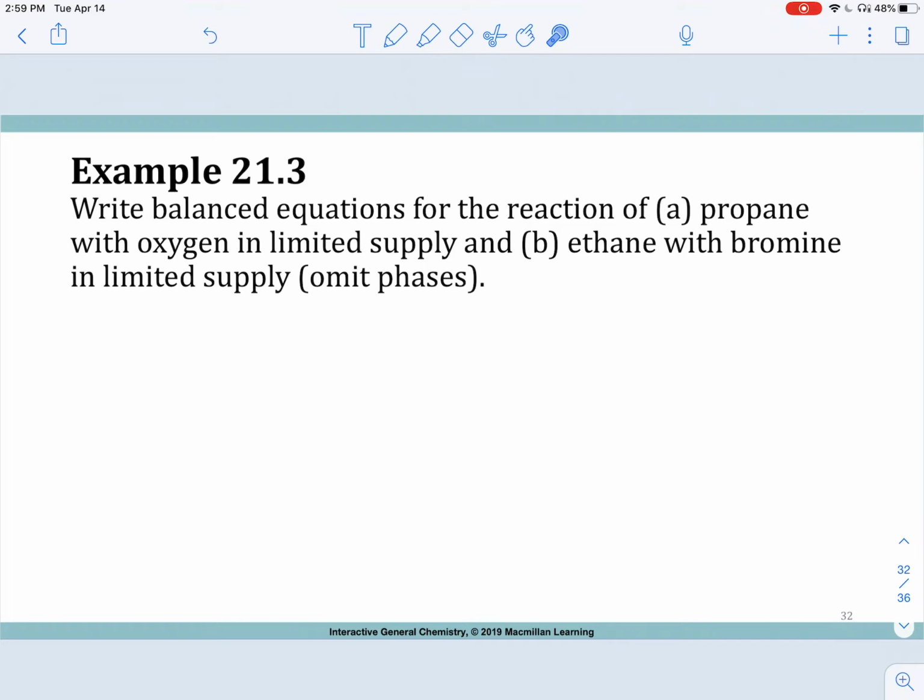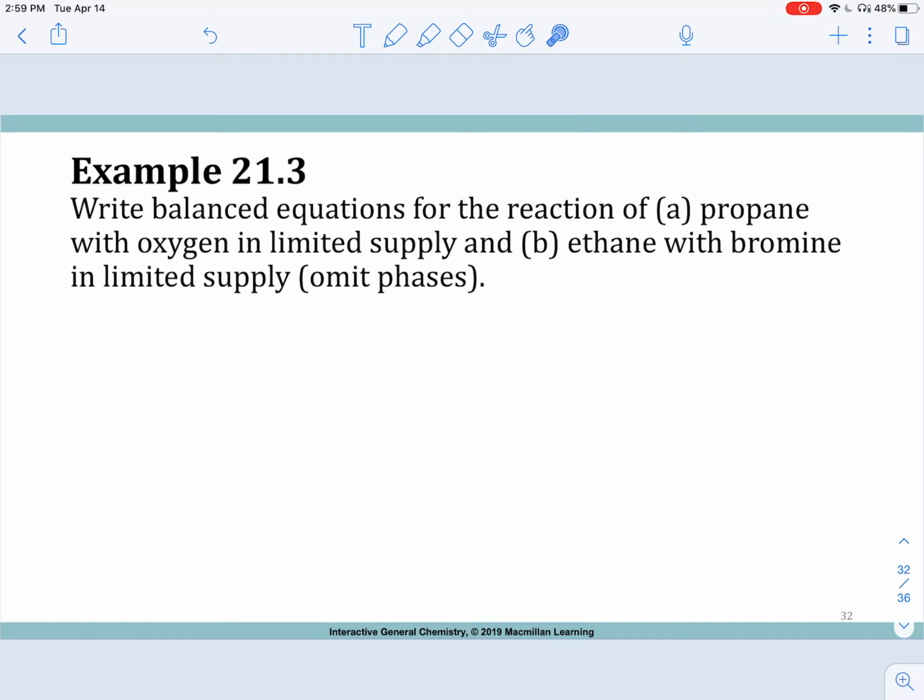So this is some practice here. Again, you can pause the video if you'd like and try out these balanced equations. So this says write balanced equations for A, propane with oxygen in limited supply, and then ethane with bromine in limited supply. And it says you can omit the phases of these. You don't need to predict phases, just try to do those equations. And I'll give you a second to try those, and I'll come right back.